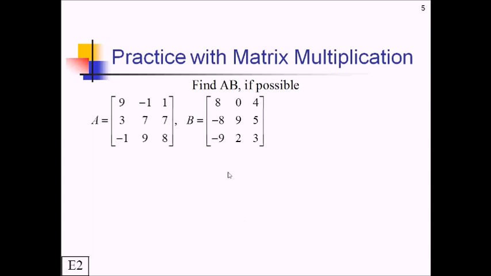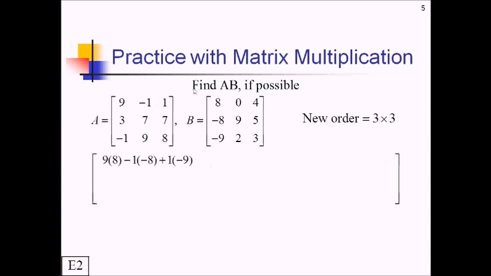All right, hopefully you first identified what the new order of the new matrix is going to be. We have 3 rows and 3 columns, so we're going to have a 3 by 3 for this one. All right, well, we've got row 1 times column 1, so 9 times 8 plus -1 times -8 plus 1 times -9.